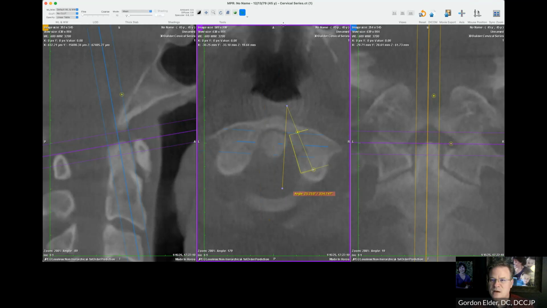Okay, let's do the same thing. I'm just going to do it faster without so much talking since you've already seen it. Anterior point 1, posterior point 1, 90 degrees.